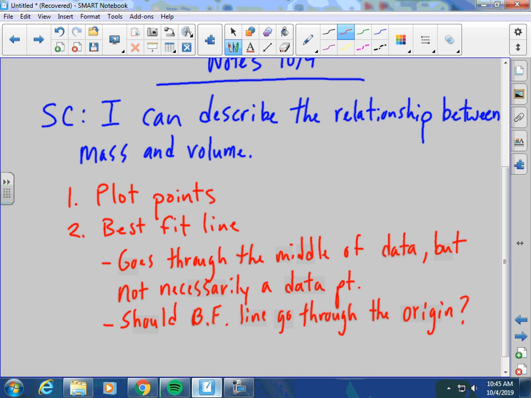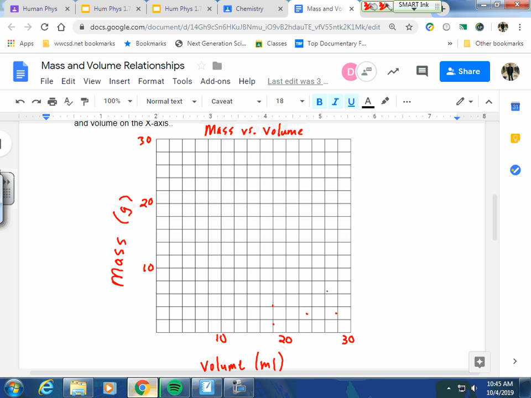What does 0, 0 represent for this lab? If you had a point at 0, 0, what would that represent? The start? Possibly. What do you think? Anything else? Other ideas, opinions? Let's take a look at it real quick. Here's our graph. So if I had a point right here at the origin, what would that represent? 0, 0. 0 what? 0 grams, 0 milliliters. So you're saying if an object has 0 grams, would it make sense that it has 0 milliliters?